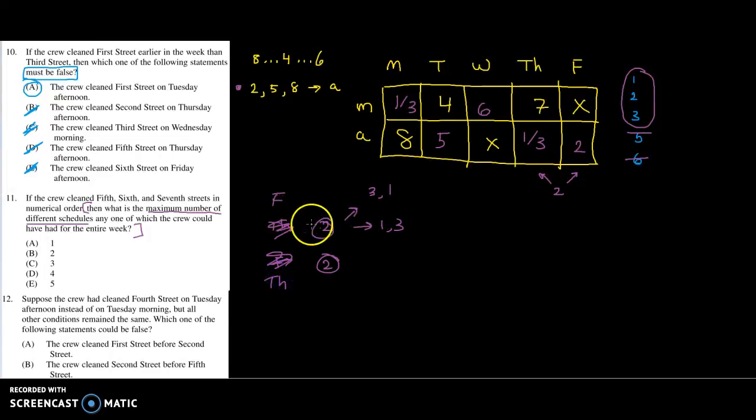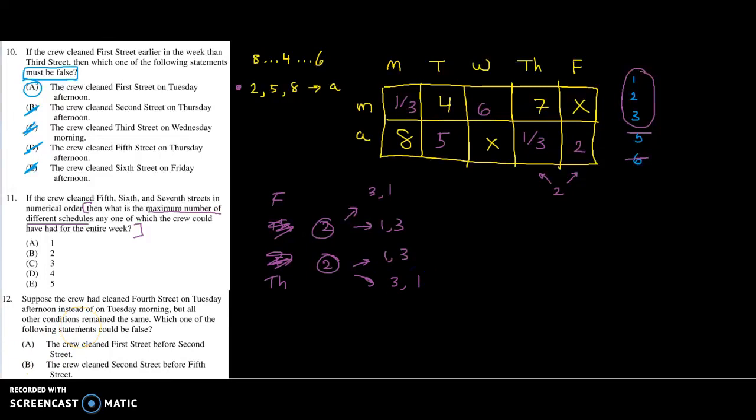If I put my 2 on Friday, there are 2 different places that I can put my 1 and my 3. And you can kind of think about it without me mapping it out again. If I put my 2 on the Thursday, same thing, right? It's still open-ended where I can put 1 or 3. I could put 1 first and then 3, or I could put 3 first and then 1.